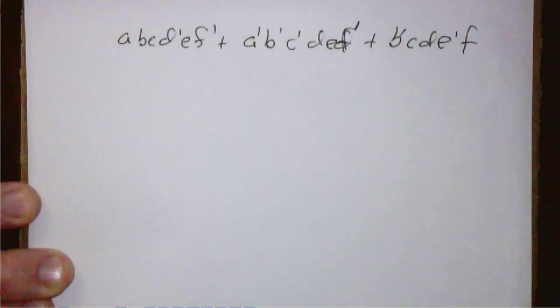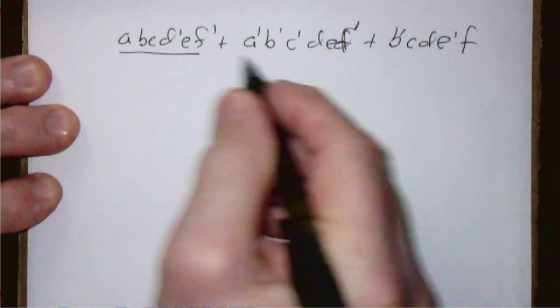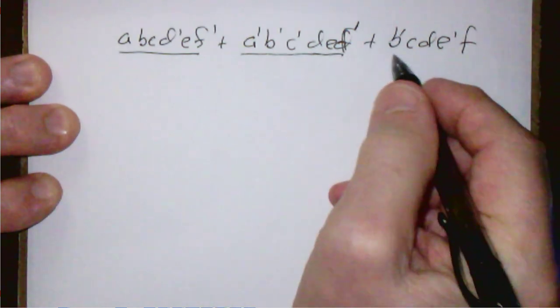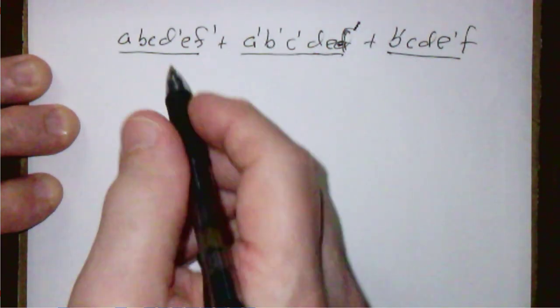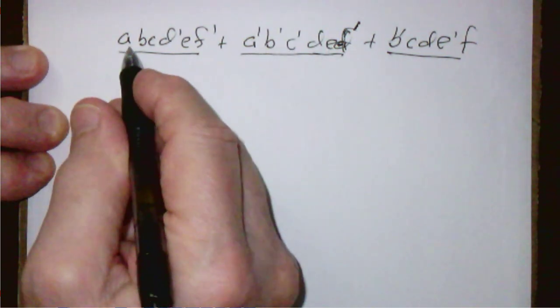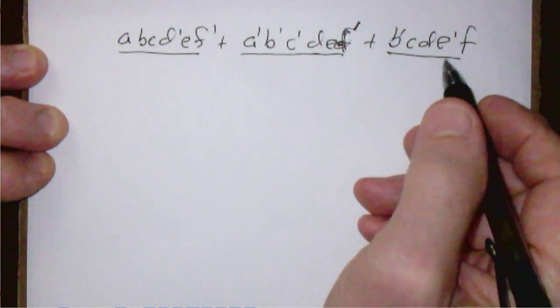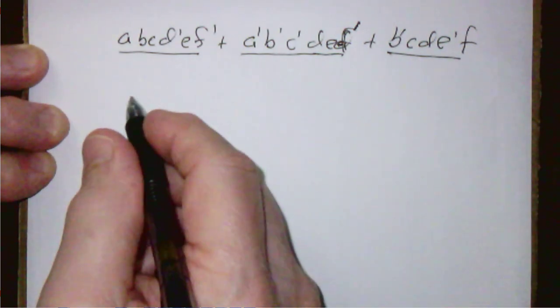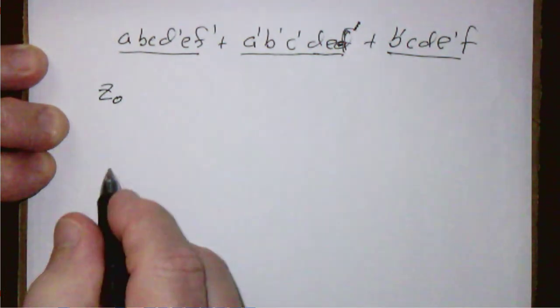Okay, so here's the expression. We have three terms, this one, and this one. This is supposed to be an F. I wrote another D there at first. Okay, so notice this expression has an A prime. This expression has an A. This doesn't have A. So basically, this is going to have to show up in both decompositions. So we're going to divide this into a Z0 and a Z1 term.